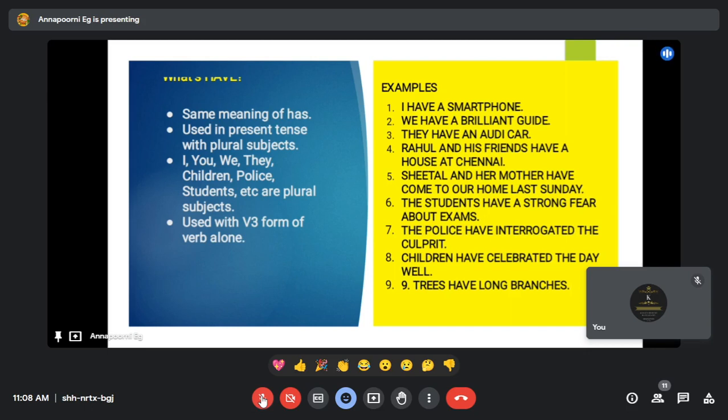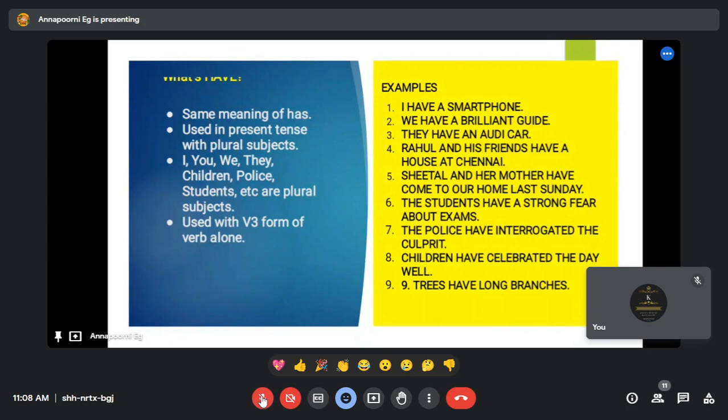Then we have a brilliant guide. Brilliant means intelligent. We is a plural subject, so I am using have. They have an Audi car. They is a plural subject again, so we are using have. Audi is a special kind of car. It is the name of a car.